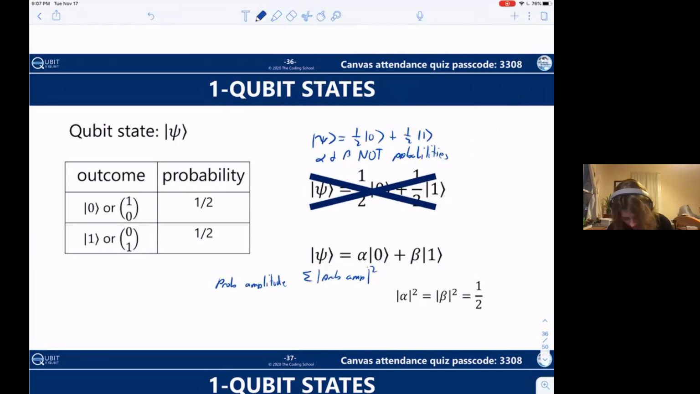Okay, whatever, it's fine. This will always give us 1. So if we took the sum, or you can just write it out as alpha squared plus beta squared. We know both these are 1/2. It's 1/2 plus 1/2 equals 1.